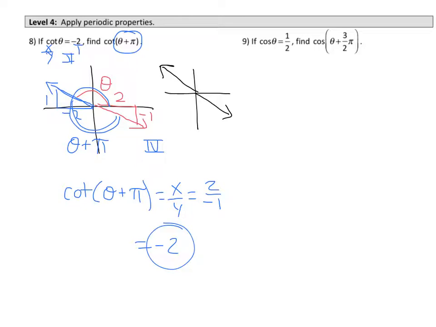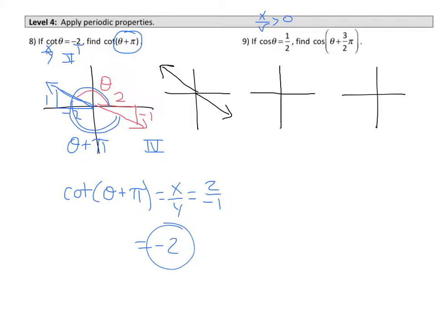Now, in the next example, cosine theta is 1/2. So we know that cosine is positive, or x over r is positive. We must have a positive x value. So we might be in quadrant 1 or we might be in quadrant 4. So we kind of want to look at two cases here.